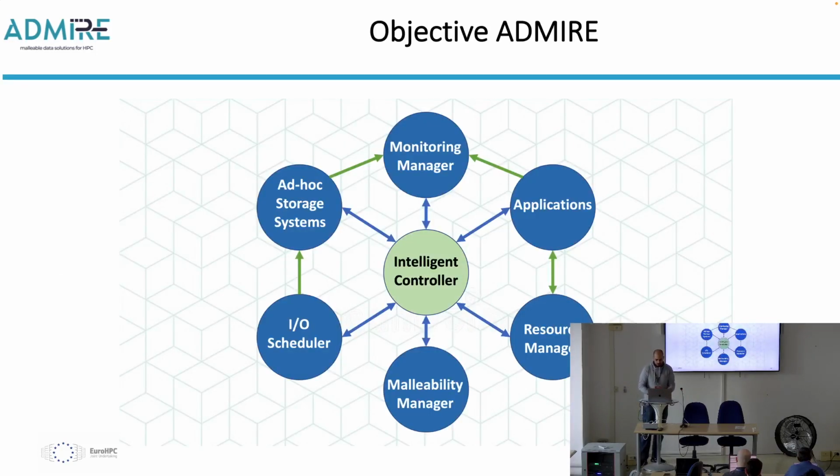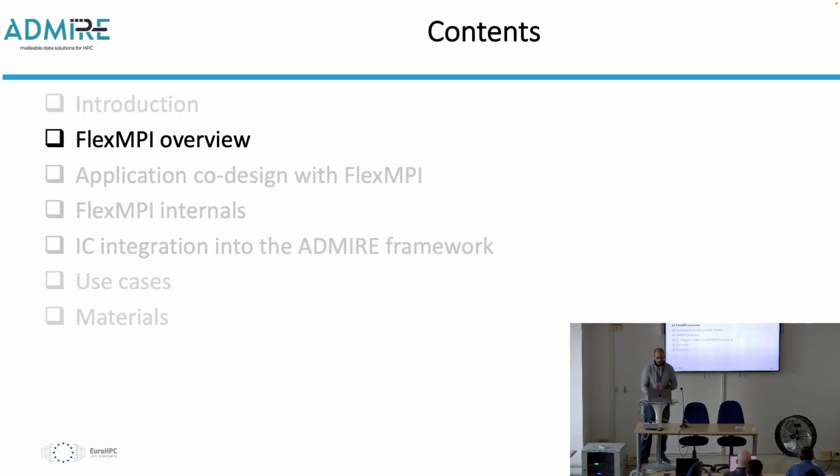The main objective of FlexMPI is to provide malleable features to MPI-based applications in coordination with Slurm to allocate those resources. And this is an important part of the Admire framework. So we are working with different teams to provide a full implementation of a dynamic system by integrating a lot of tools and a lot of teams to cooperate, including FlexMPI. Now it's time to explain what FlexMPI is.